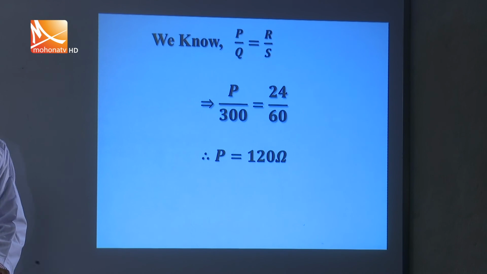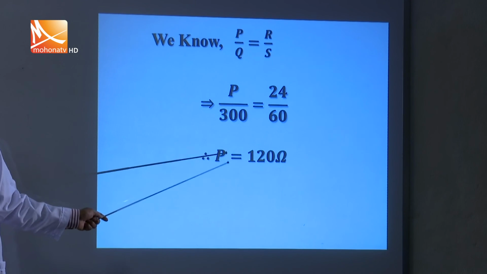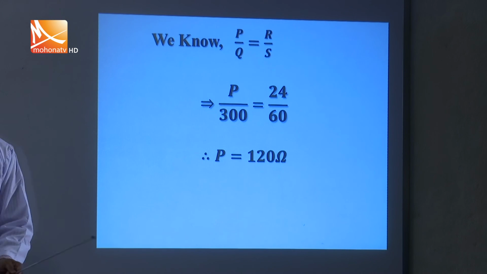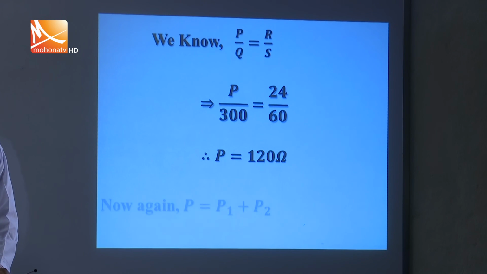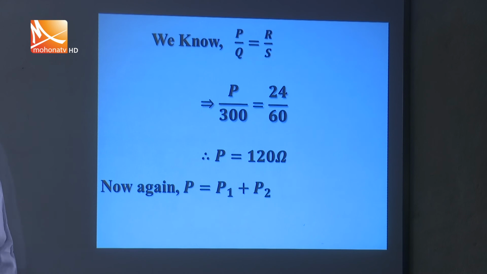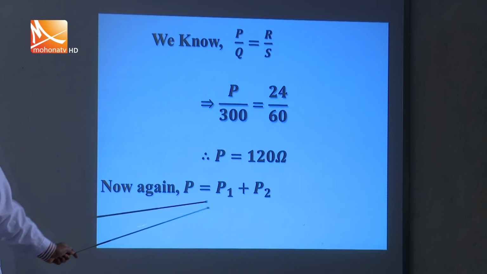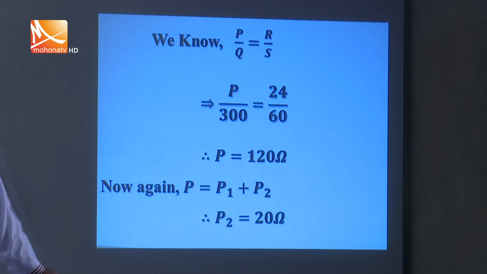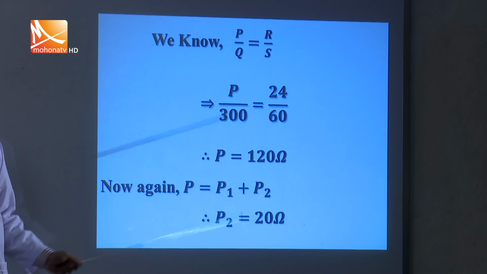That means the required resistance is more than the available resistance. But you know that to get more resistance, we basically use a series combination. So, you have to connect some resistance in series with P1 to get the required value. That is, P equals P1 plus P2. Putting the values of P and P1, you will get P2, that is 20 ohm. That means, you have to connect a 20 ohm resistance in series combination to make the circuit balance.